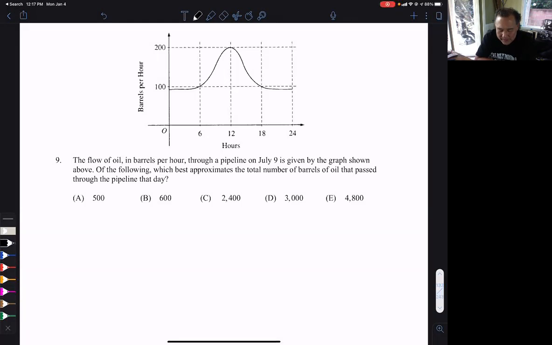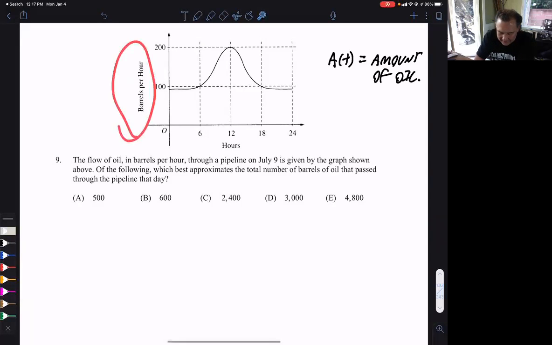Okay, so let me give you some background on this. Let's say A of T is the amount of oil. If that's true, what is this? The flow of oil in barrels per hour. So this one's a little trickier because they don't say it, but this is actually the rate of oil flowing. So this is actually A prime of T, the rate of the amount of oil.